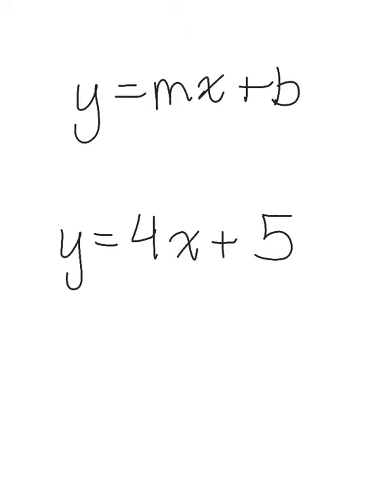You should have written down that our m is 4 and our b is 5, because what we're going up by every time is 4, and we're starting with our 5.